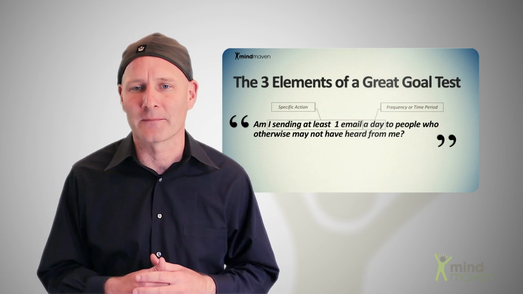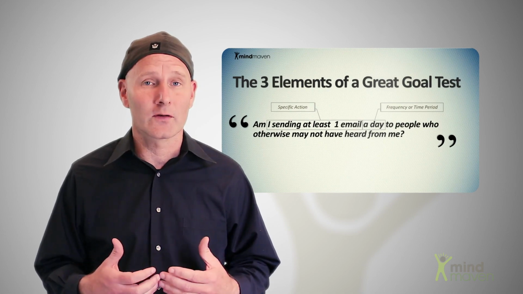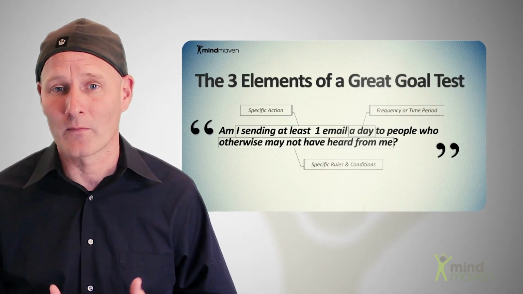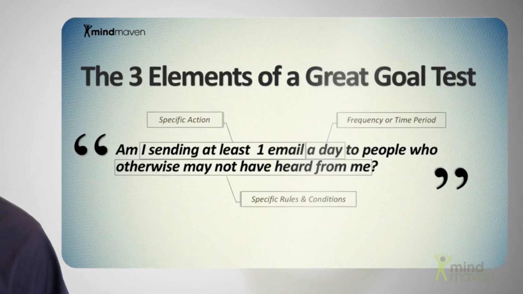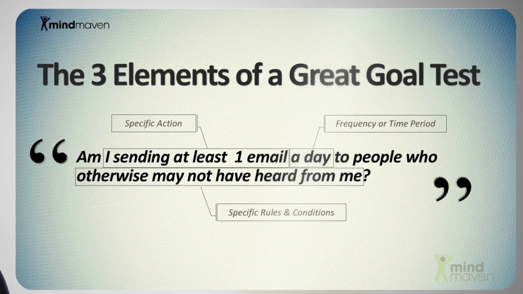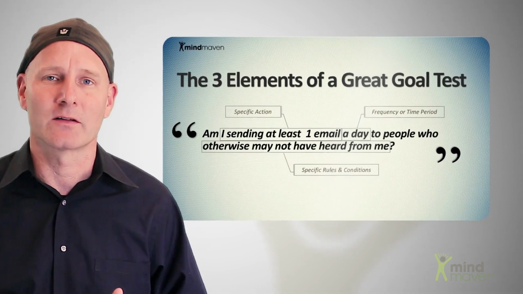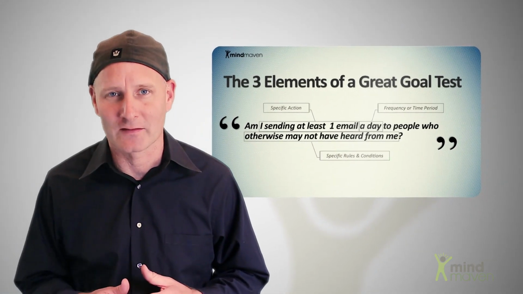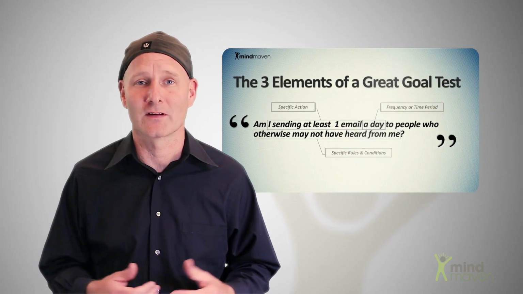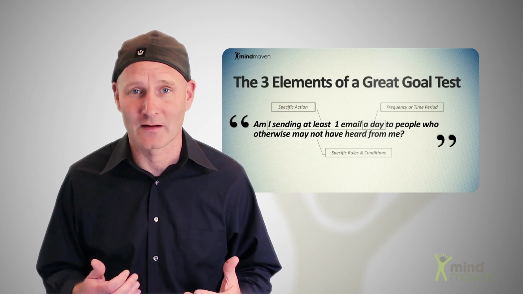It just really depends. And then the third and just as important, if not more important, element is any rules and conditions, any specific things that apply to this particular goal test, right? In this case, is that the email has to go to somebody that normally would have not heard from you that day because of how your business is running. Because the point is pretty clear. If we were to leave that out, it is almost certain you will always match that particular goal test, because I'm sure you're sending at least 1 email a day to somebody in your network.